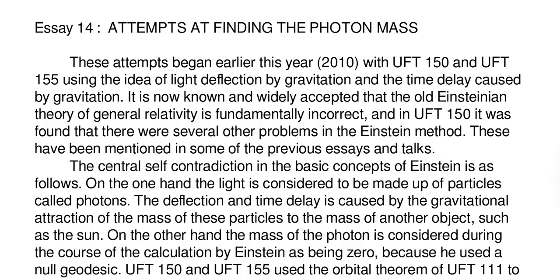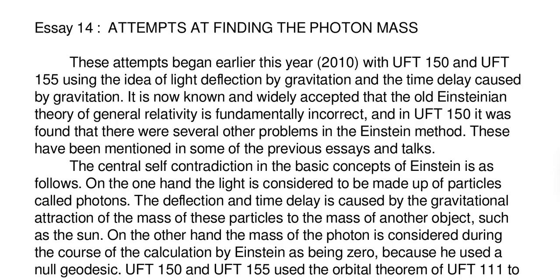Essay 14, Attempts at Finding the Photon Mass. These attempts began earlier this year, 2010, with UFT 150 and UFT 155, using the idea of light deflection by gravitation and the time delay caused by gravitation. It is now known and widely accepted that the old Einsteinian theory of general relativity is fundamentally incorrect.